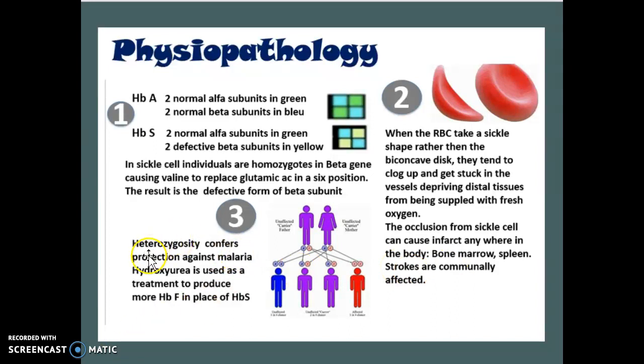Now, heterozygosity actually confers protection against malaria. Basically, this means that if you carry the sickle cell trait, you'll be protected against malaria. When it comes to hydroxyurea, it is used as a treatment to produce more HbF in place of the HbS, which has the two normal subunits and the defective beta subunits that you can see here.